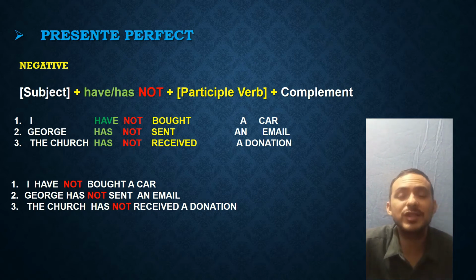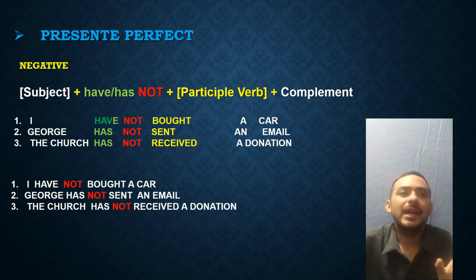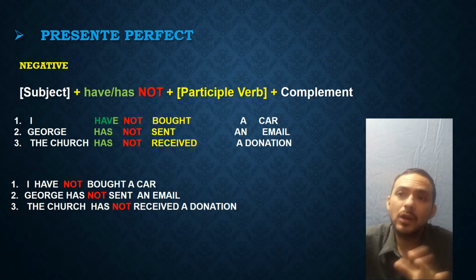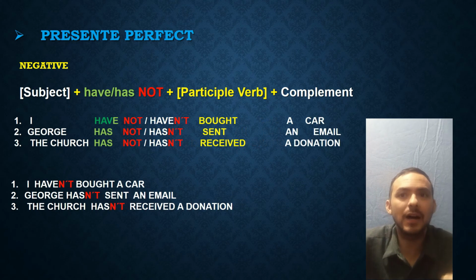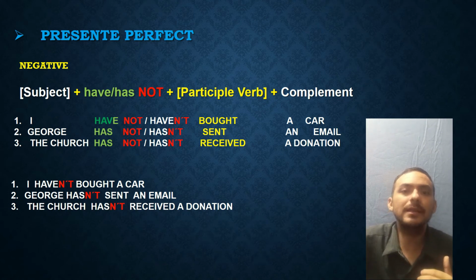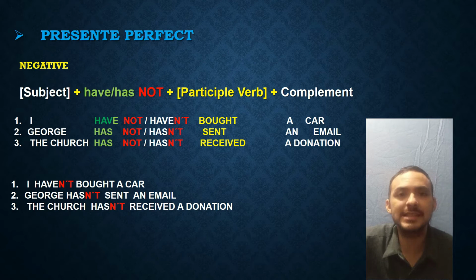Listen to the pronunciation. Okay, the long form is I have not. The short form, I haven't. Have not, haven't. I haven't bought a car. George hasn't sent an email. Okay? In the third sentence, you can say, the church hasn't received a donation.